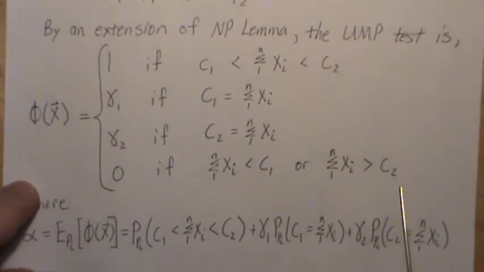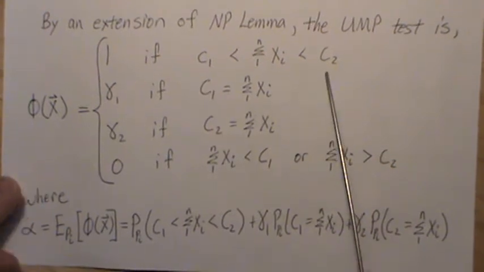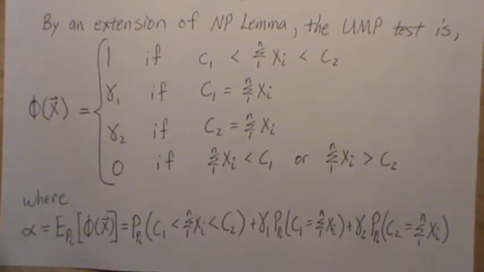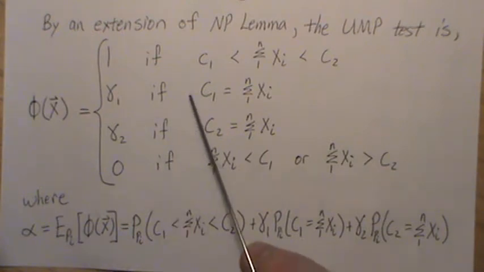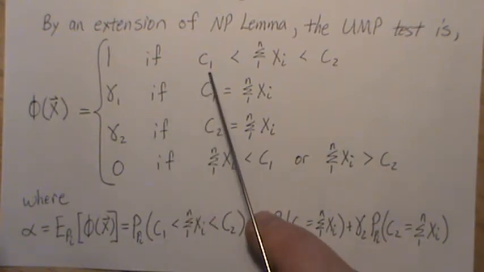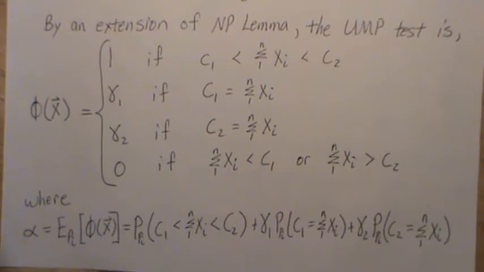And it's 0, which says do not reject the null hypothesis, if our test statistic is less than C1 or greater than C2. Now, to find the values of C1 and C2, there are what are called two-side conditions. Now, the Neyman-Pearson lemma has one side condition. This extension has two. And it's really the expected value of our test function under p1 and then p2. So I just say pi to capture both of those scenarios. And those both equal alpha. And then we can solve for unique values for C1, C2, gamma 1, and gamma 2.